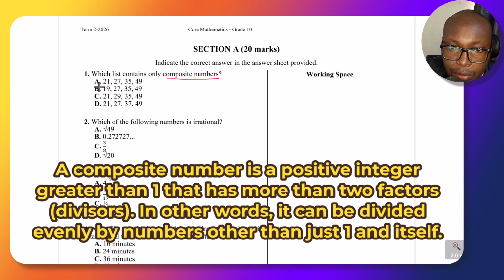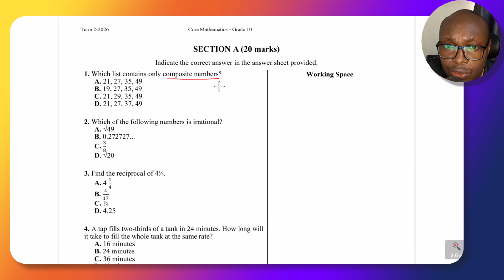Now look at the solutions that are here. When you look at solution A, 21 is a composite number because apart from having two factors, that is 1 and itself, it has 3 as a factor, it has 7 as a factor. That means those numbers can divide 21 completely, evenly, without leaving any remainder. We have 27, the same, 35, the same, and 49. And for that particular solution, I already find that to be the solution.